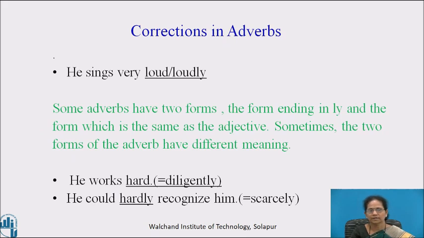Now, some corrections in adverbs. See the example. He sings very loud and loudly. Both are correct answers. Some adverbs have two forms: the form ending in ly and the form which is the same as the adjective. Sometimes the two forms of the adverb have different meanings. In the first example, both sentences have the same meaning. Loud and loudly, both are correct.